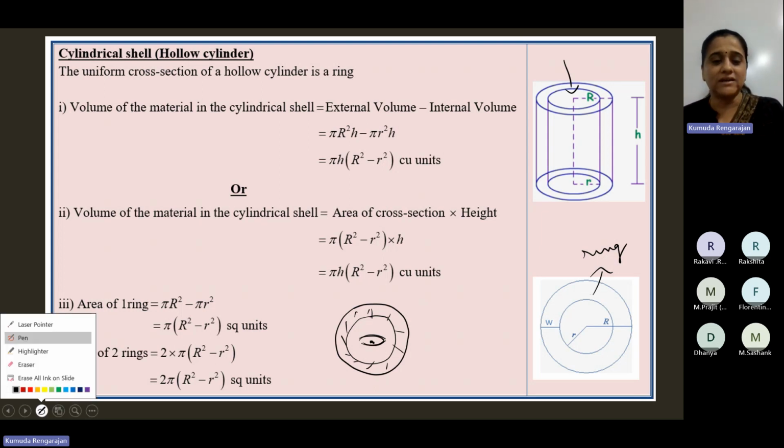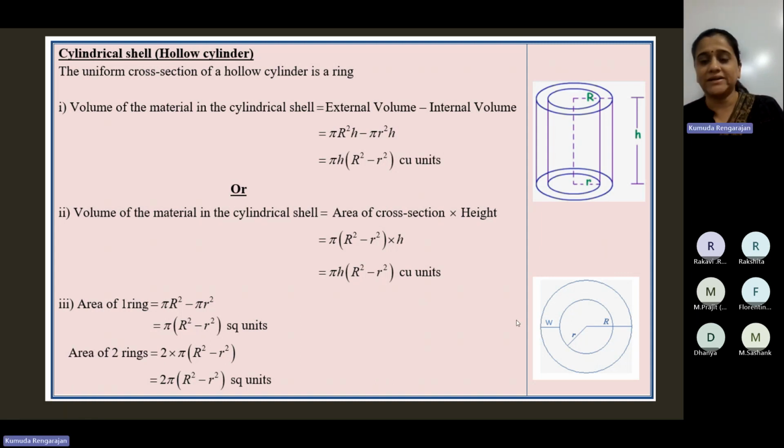So if you have identical rings like this and you stack them to any height, that forms a hollow cylinder with a thick wall. So the cross section of a hollow cylinder or a cylindrical shell with a thick wall is a ring. It'll be a ring like this.